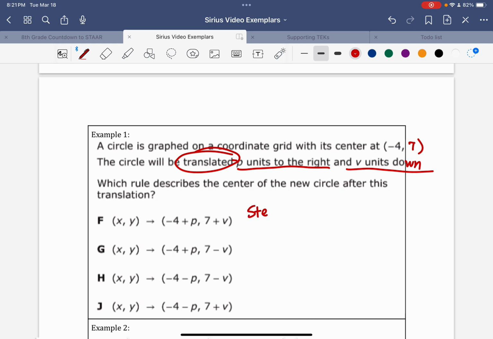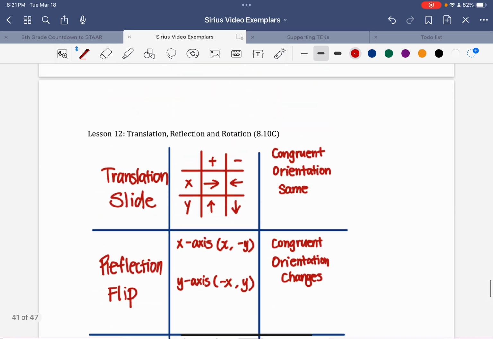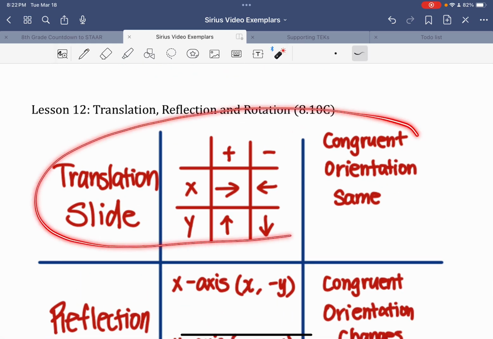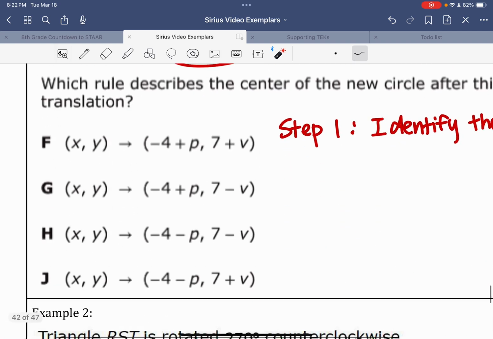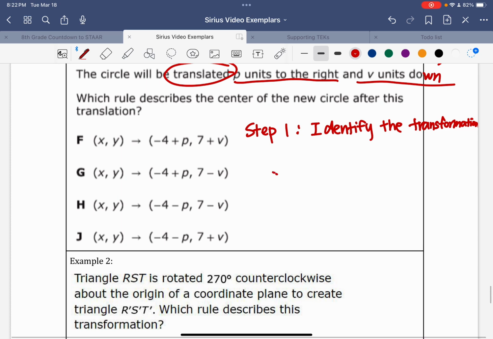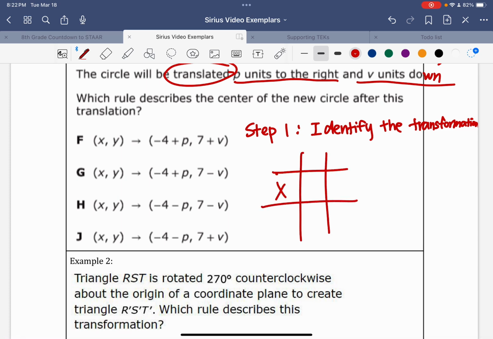So step 1, identify the transformation. So in this case, we should already know it's translation. So if you go back to your translation, if you did your cheat sheet before you do your test, you should know we use a tic-tac-toe chart, right? So in this case, we need to create our tic-tac-toe chart. And remember, x and y, add or subtract. Go to the right is x plus, left is x minus, up is y plus, down is y minus.